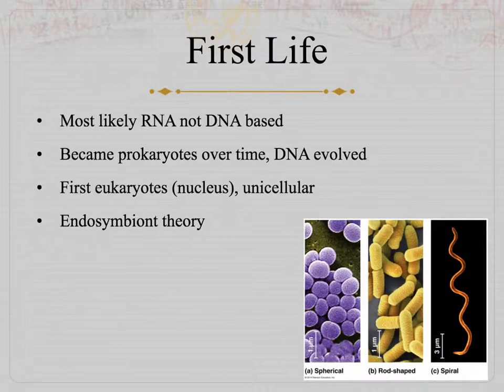Protocells would have been first, but prokaryotic cells would have been the first real life, because we define life as having a cell. Most likely that life contained RNA and not DNA. DNA, remember, is a more complex structure. It's two-stranded and has deoxyribose as a sugar instead of just ribose.